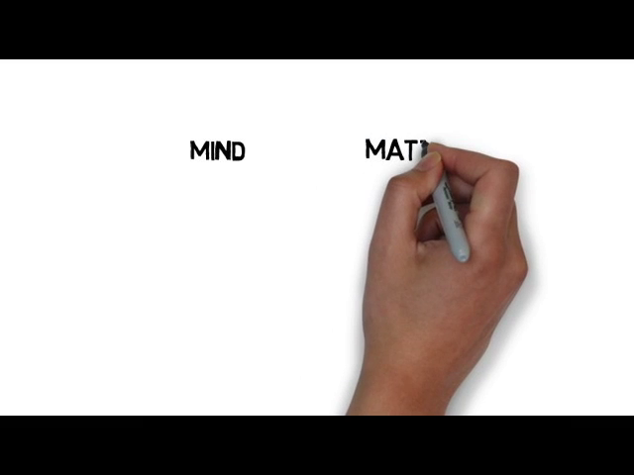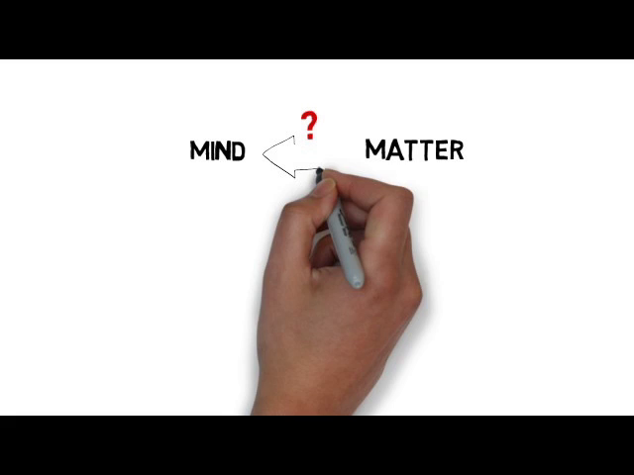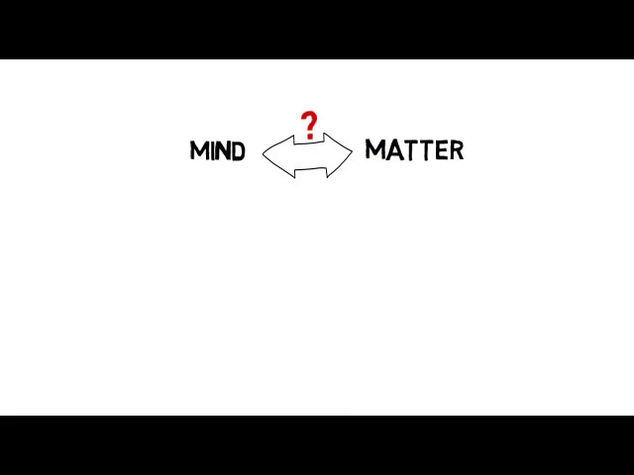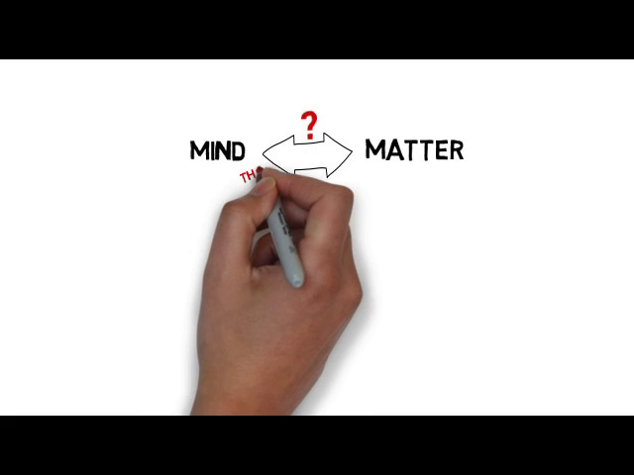First, let's recall the problem. On the one hand, there's the mind, including, for instance, conscious thoughts, feelings, and perceptual experiences. On the other hand, there is matter, and especially your brain. And then there's the question, what is the relationship between them? This is a very old question, and it's often simply called the mind-body problem.